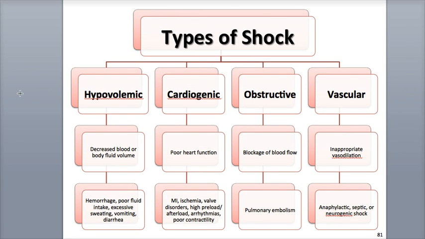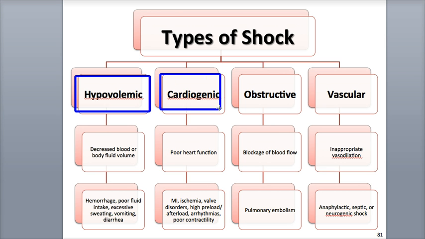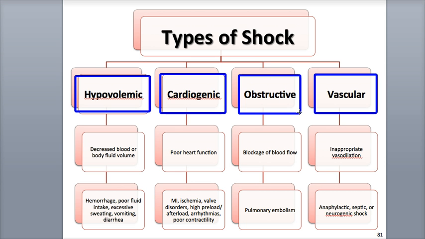There are 4 types of shock: hypovolemic shock brought on by lower blood volume, cardiogenic shock caused by decreased heart function, vascular shock from inappropriate vasodilation, and obstructive shock caused by blockages to blood flow.